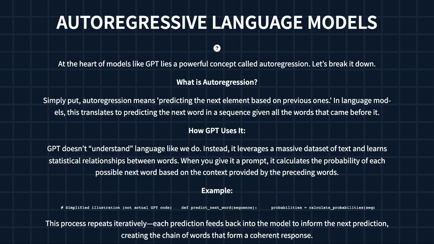The code example I'm showing is a super simplified illustration, but it gives you the general idea. Basically, they predict based on what they've already seen.